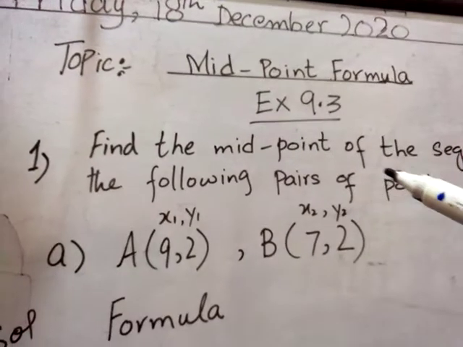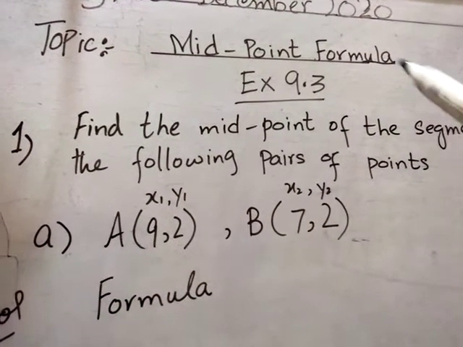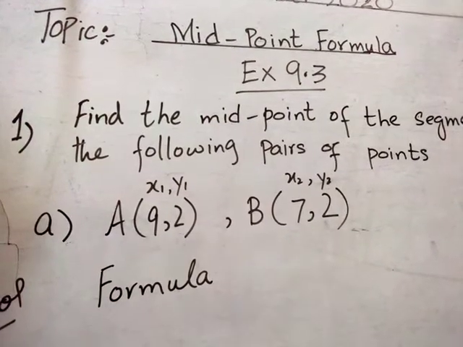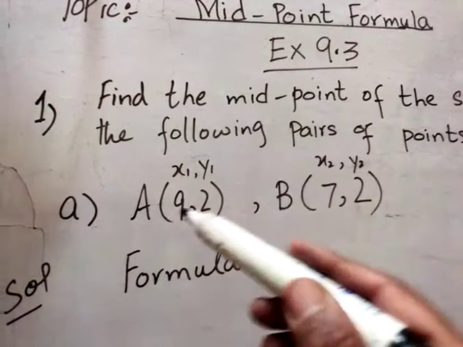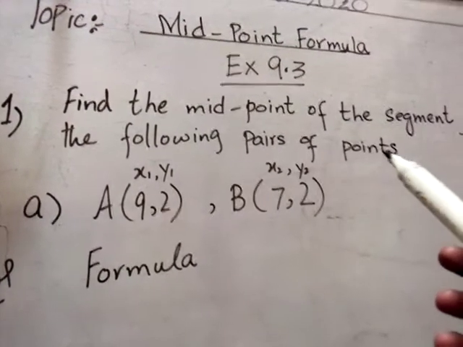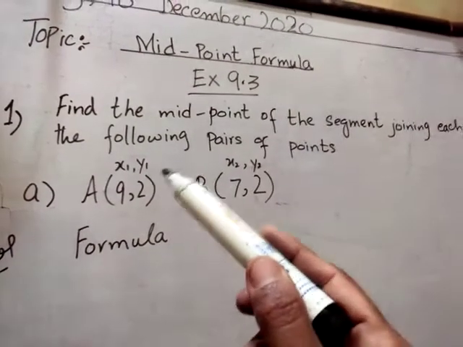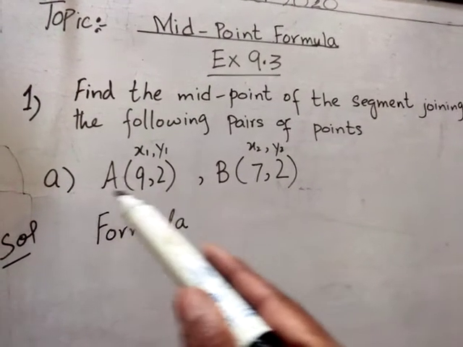Today we will start exercise 9.3. In this exercise we will use the midpoint formula. The midpoint of 2 points will be found in this exercise. Question number 1 is: find the midpoint of the segment joining the pair of points given in part A.